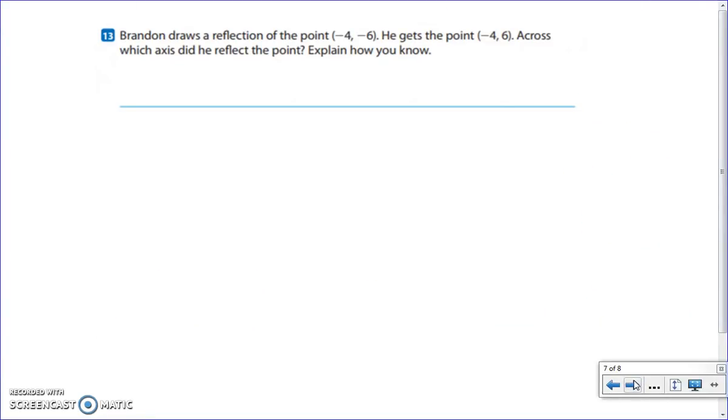So Brandon draws a reflection of the point -4, -6. He gets the point -4, 6. Across which axis did he reflect the point? Explain how you know. Okay, now we could draw a picture for this, and I will in just a second. But when I just compare the two coordinates, -4, -6, and -4, 6, I noticed that the x-coordinate did not change. It's exactly the same. And what that means is that's the axis that it's reflecting across. The y-coordinate did change. These are opposites.